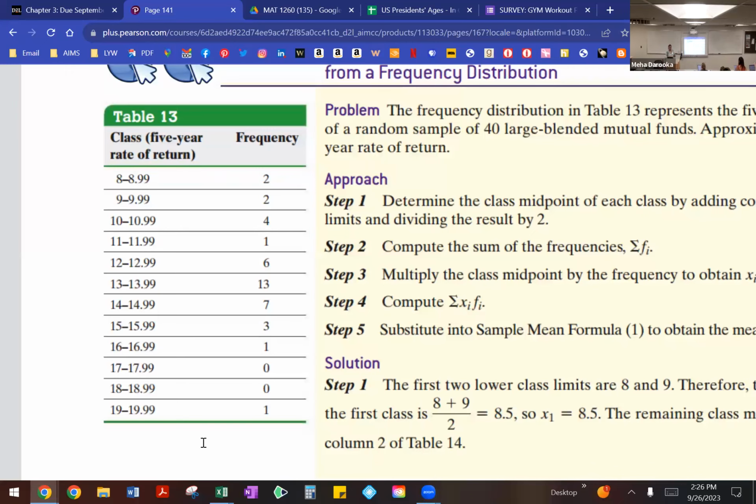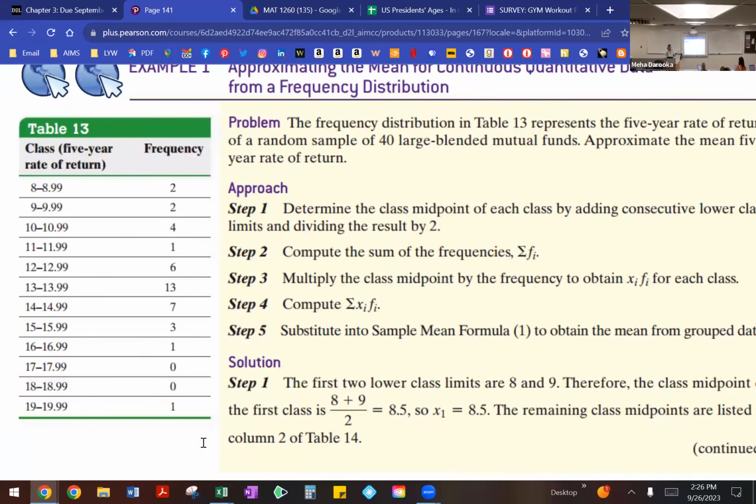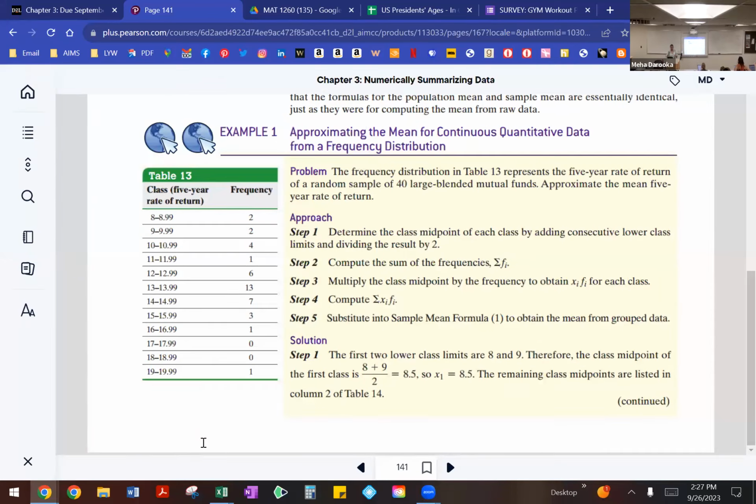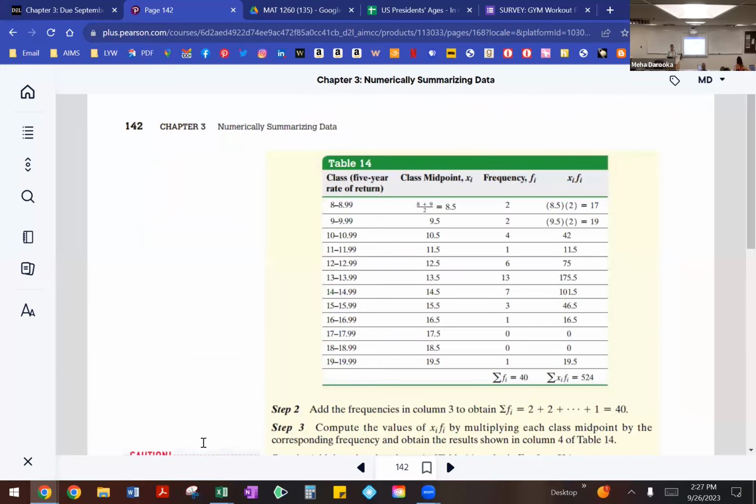All right, as you can see, we're starting out by calculating our class midpoint. Our two lower limits for the first and the second class were 8 and 9. We added 8 and 9 together, divided by 2, and that gave us a class midpoint of 8.5. Of course, we'll need to do this for all the remaining classes, and we should be able to see that on the next page.